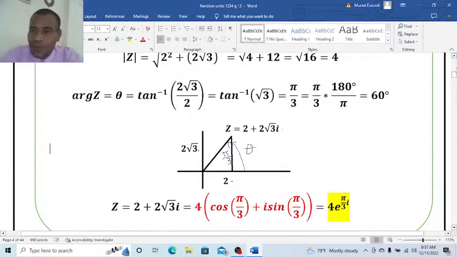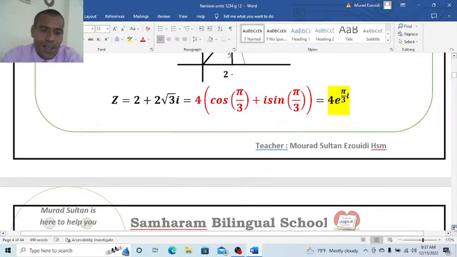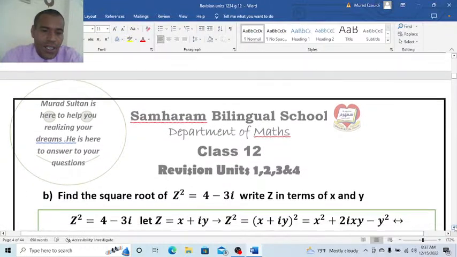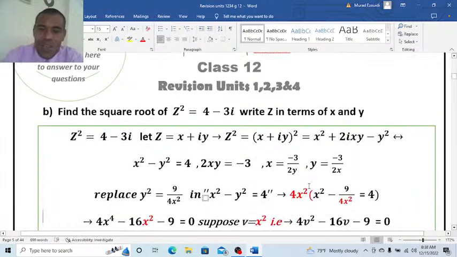Now we move to the second part, small b. We tell the learners, suppose that z square is written as 4 minus 3i, the question is to find the square root of z square, which is 4 minus 3i. Write z in terms of x and y, meaning after finishing, you should write z as x plus iy.